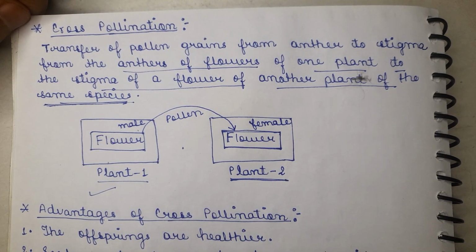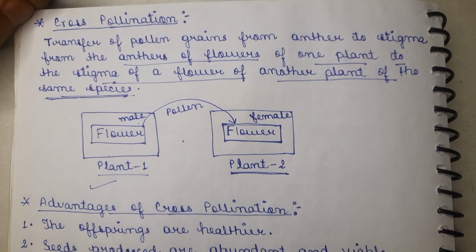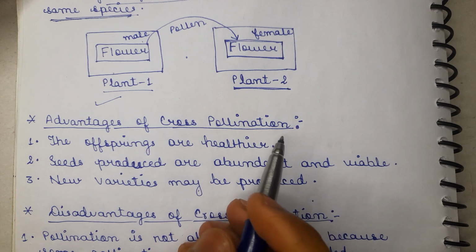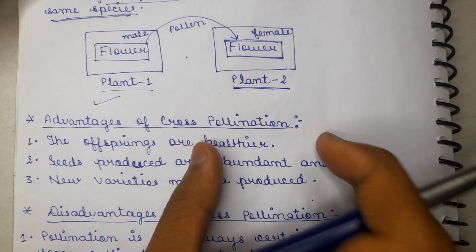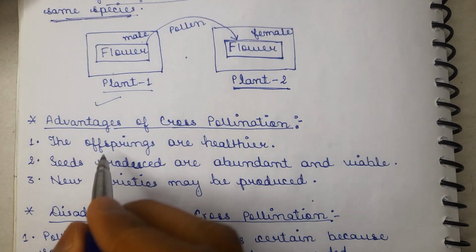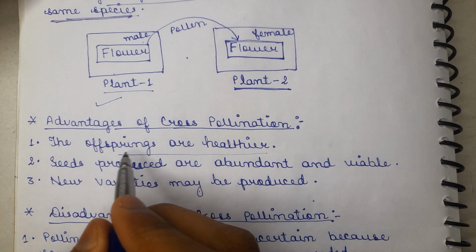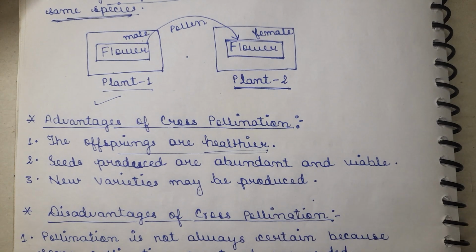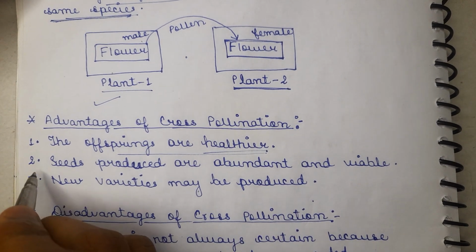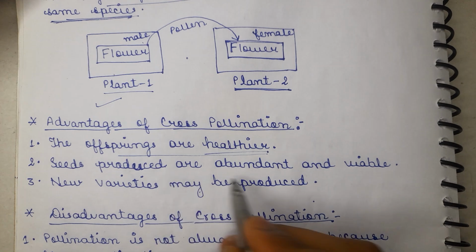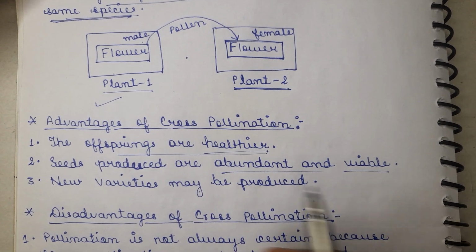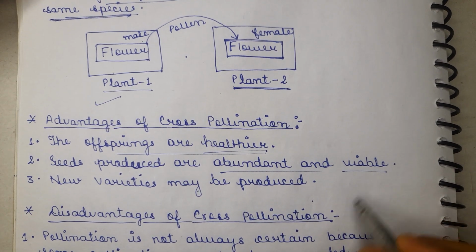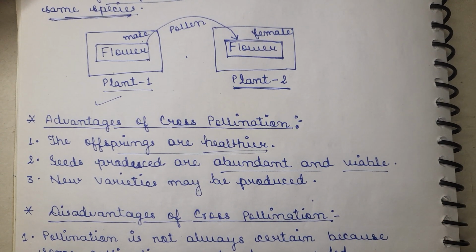Now we are going to talk about the advantages and disadvantages of cross pollination. First we are looking at the advantages. Basically, the advantages of cross pollination are the opposite of the disadvantages of self pollination. The first point says that the offspring are healthier. The new plants or flowers that come are much healthier compared to self pollination. The second point says that the seeds produced are abundant and viable. Seeds are produced in large amounts and they are viable, that means they are mature for reproduction.